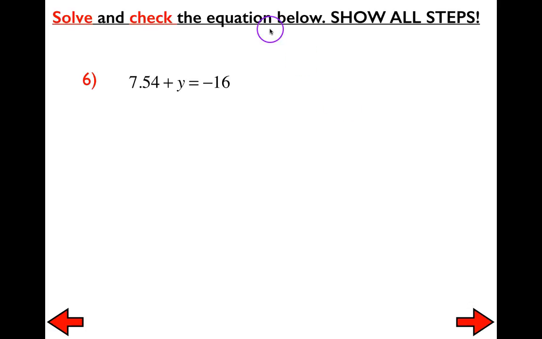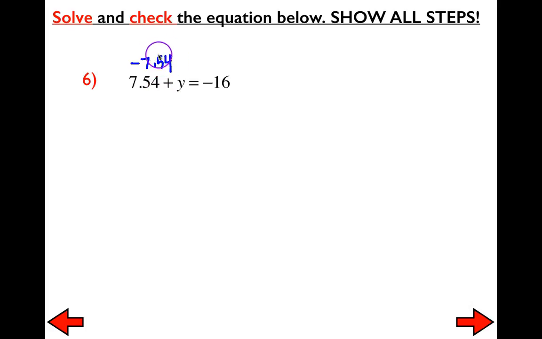Okay, so now we're back. So let's see if you got the answer right. First things first, let's isolate our variable. I'm going to do that by doing the inverse operation. Here it's a positive 7 and 54 hundredths, so the inverse would be basically subtracting that. So I'm going to subtract 7 and 54 hundredths.